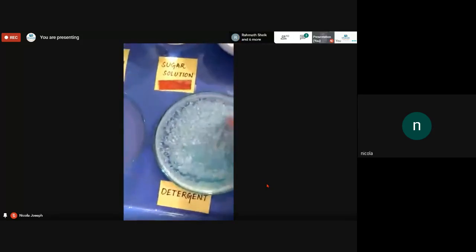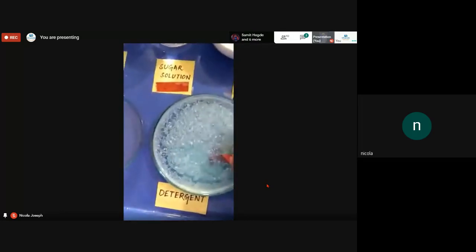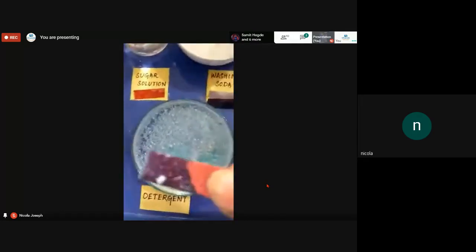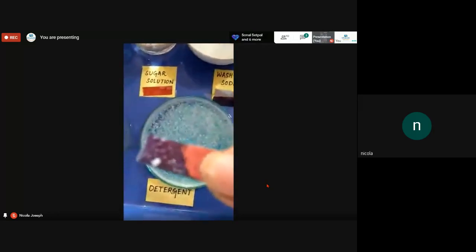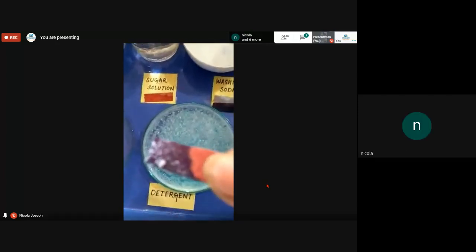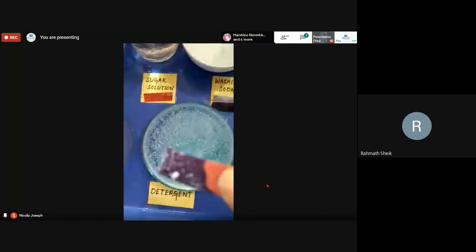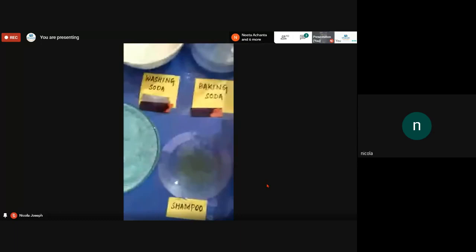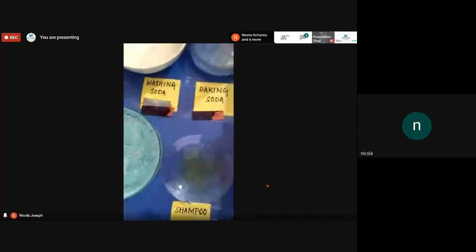Now we test the red litmus paper with detergent solution. Does it change color? Yes, ma'am. So what is detergent solution? Is it an acid or a base? Ma'am, it's a base. Yeah. Now we test with shampoo, a solution of shampoo.